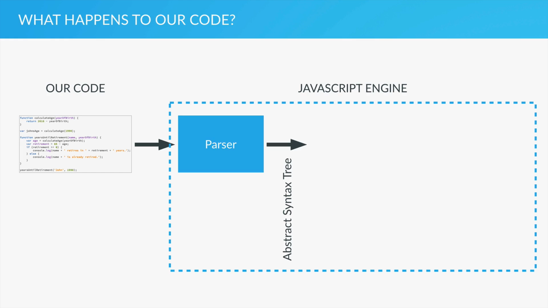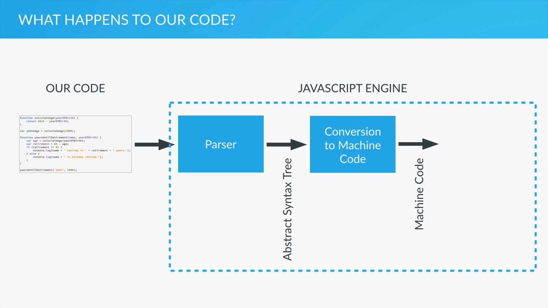If everything is correct though, then the parser produces a data structure known as the abstract syntax tree, which is then translated into machine code. So this code is no longer JavaScript code, but a code, or let's say a set of instructions, that can be executed directly by the computer's processor. And it's only then, when our code is already converted to machine code, that it actually runs and does its work.